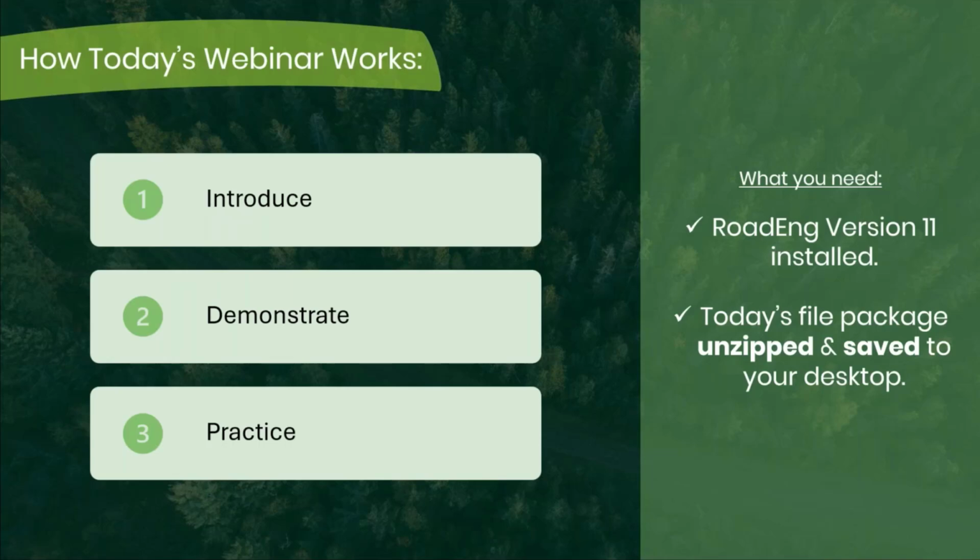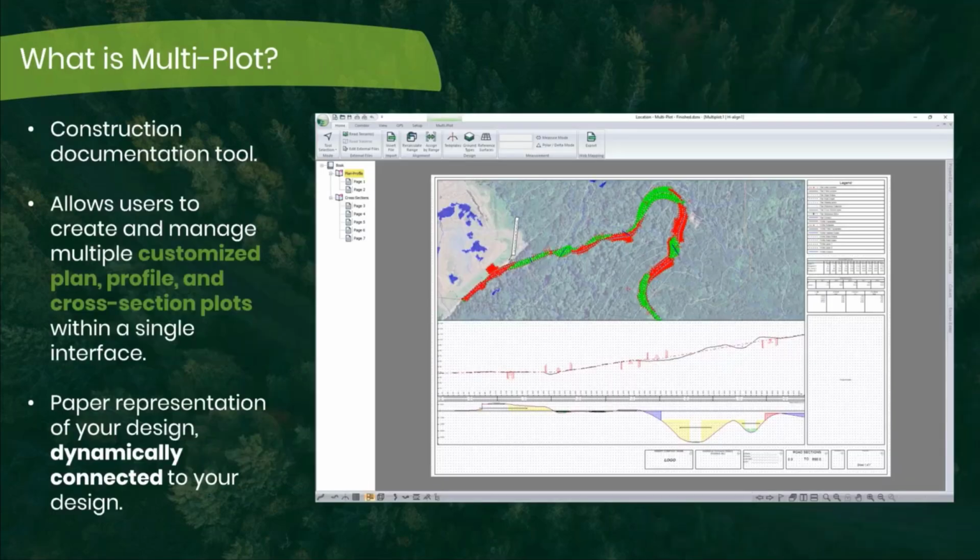So first, again, I'm introducing. Let's start by just talking about what is multiplot. Multiplot is a tool in RoadEng that is going to allow you to create and manage your construction documentation or your output that you might be sharing with someone. And really, it is a paper representation of a design. So in today's example, our design is already completed, and we're just going to be working on what those output sheets look like.